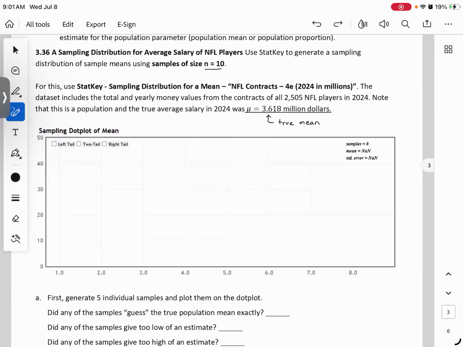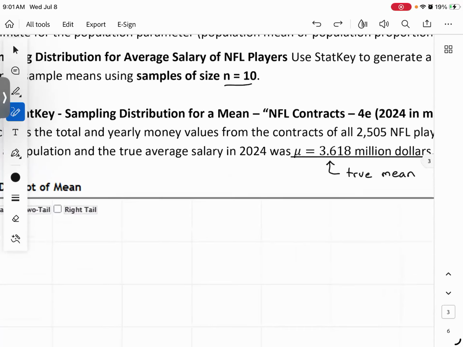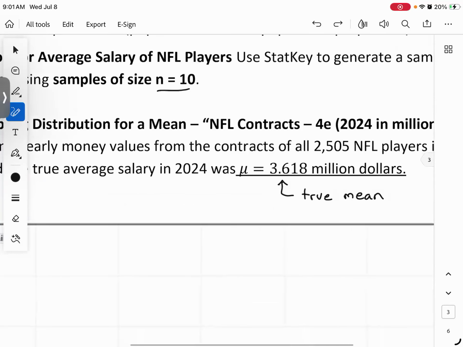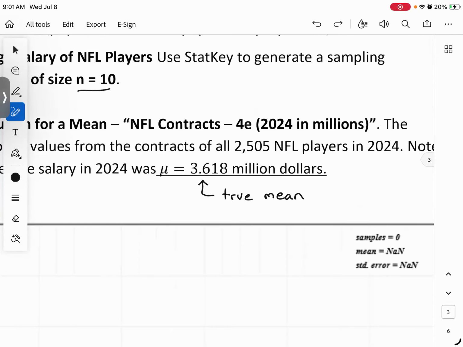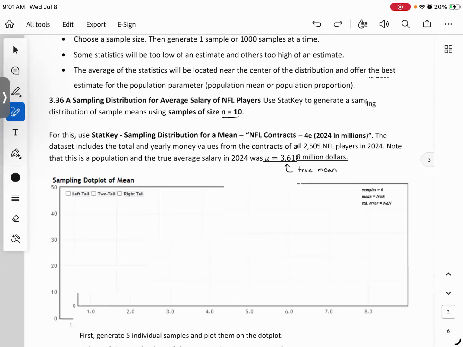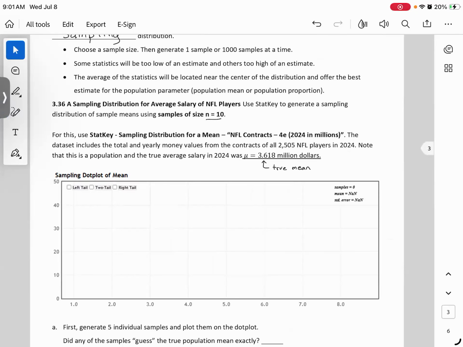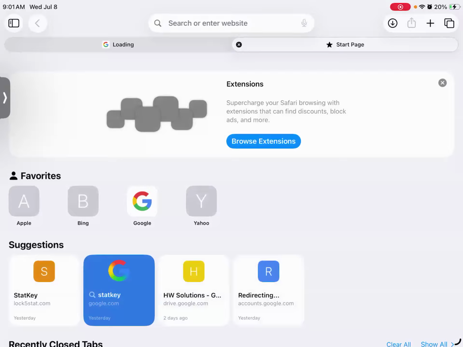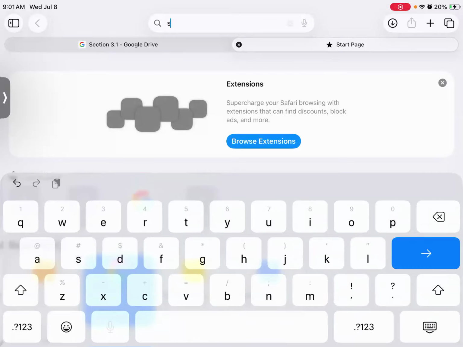So let's go to Stacky. I'm just going to do this from my iPad. And here's where we're going to go: Sampling distribution for a mean, NFL contracts, 4th edition, the year 2024. Let's go over here to Stacky.